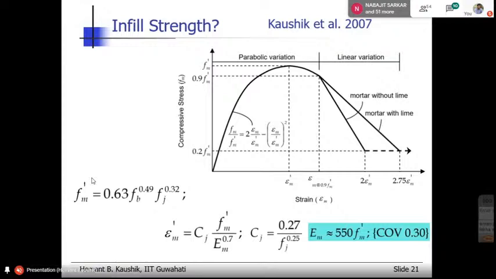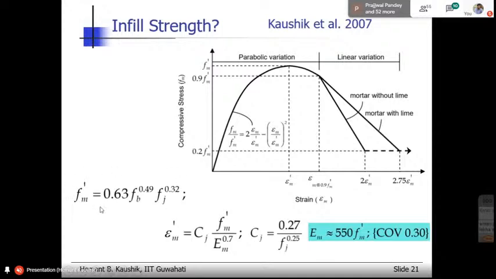So if we know this FB and FJ, you don't have to go to the lab and compute FM. This simple formula here gives you FM. And this is a very interesting formula because the error is very small if you use it. Now, this is not sufficient.